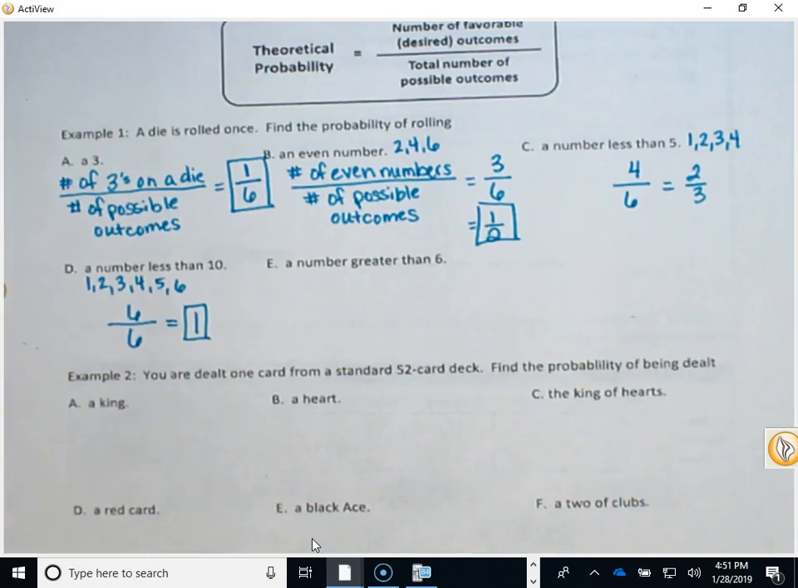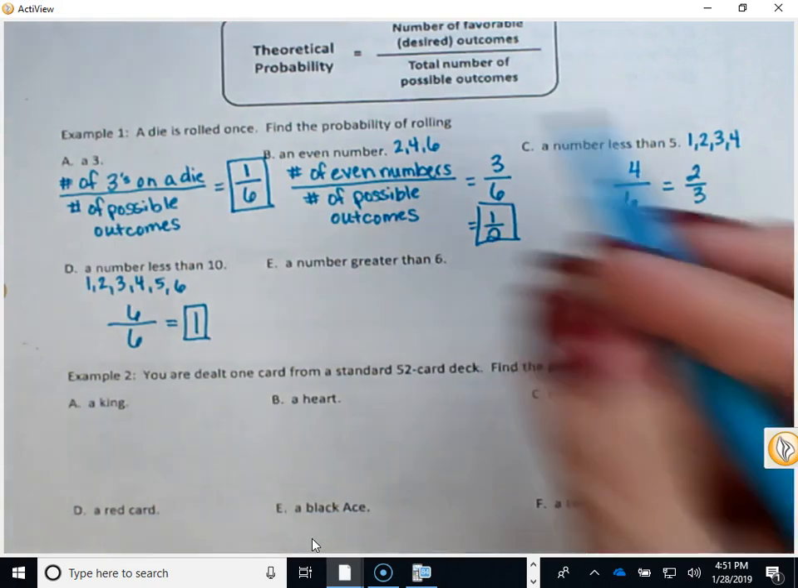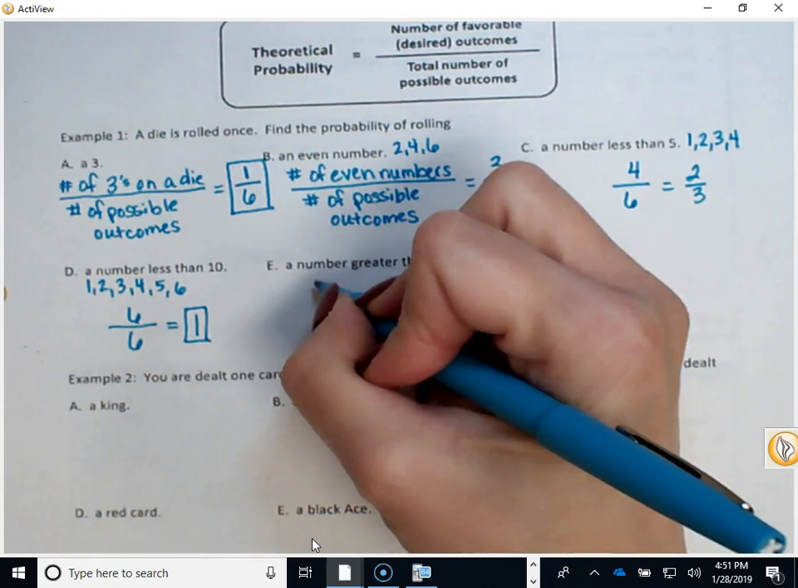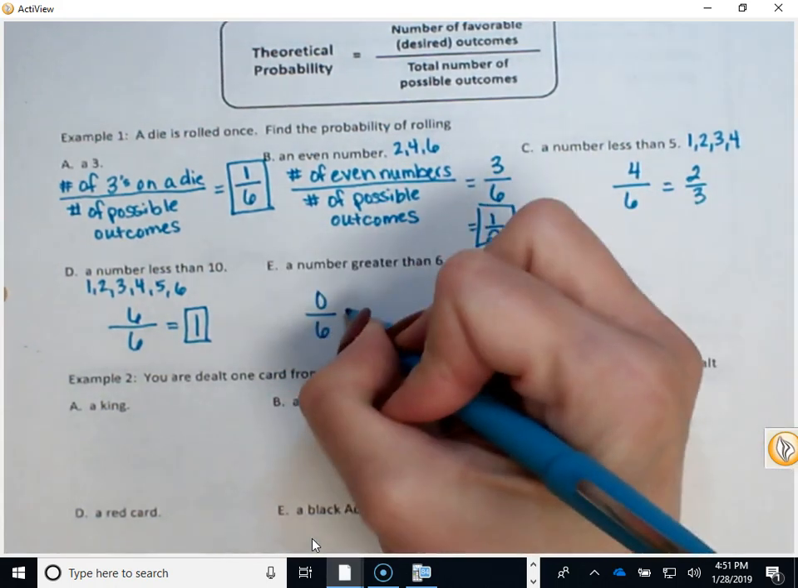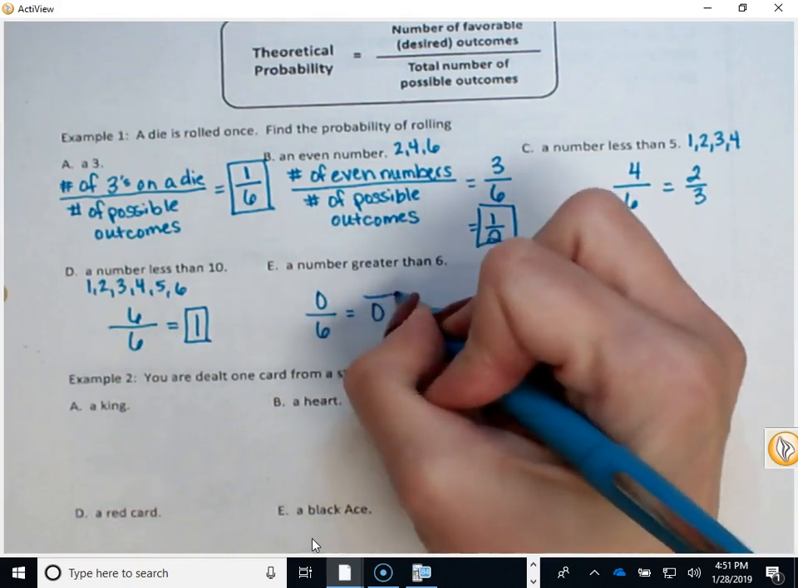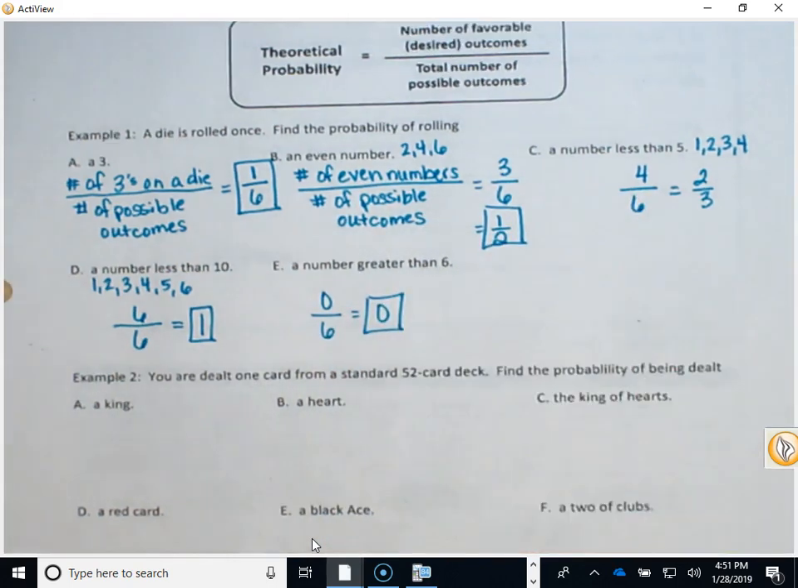That's what it's saying. And then part E says a number greater than 6. Well, there are no numbers greater than 6, so that would be 0 out of the 6 possible outcomes. So that's 0%, or 0 probability. So there's no chance of rolling a number that's greater than 6 because there aren't any on the die.